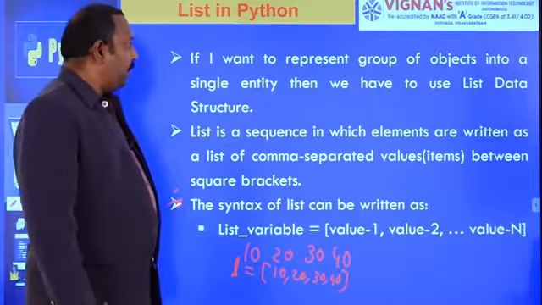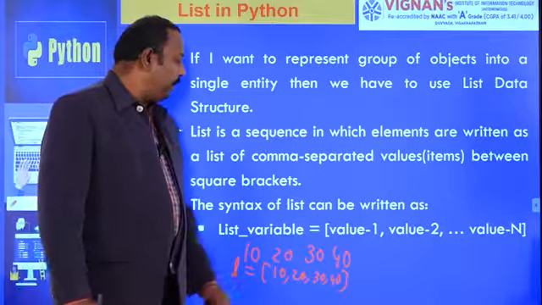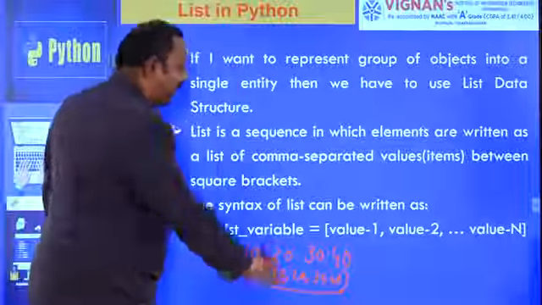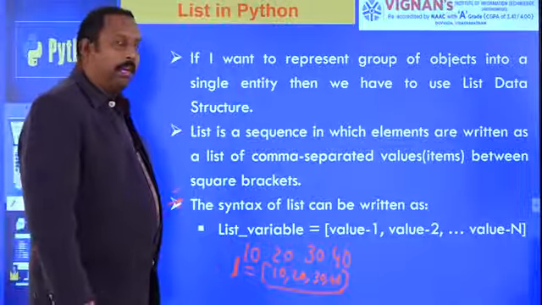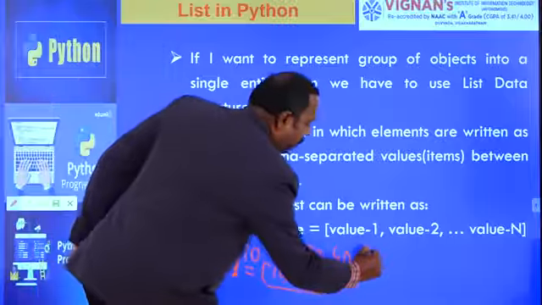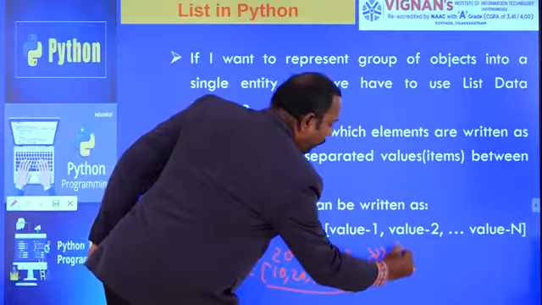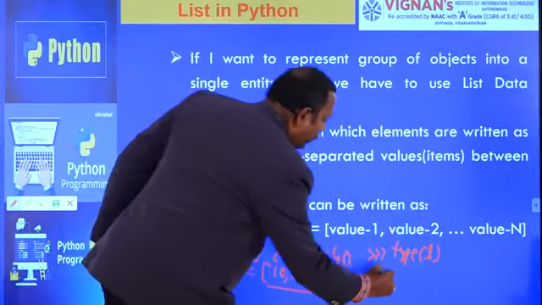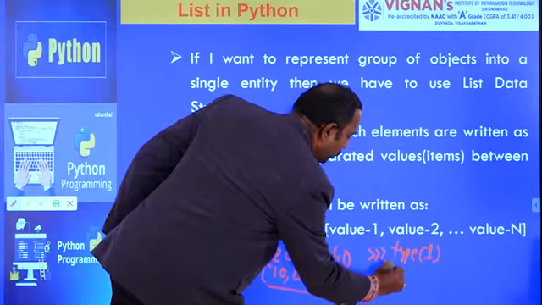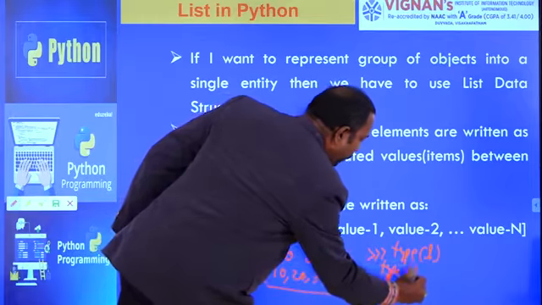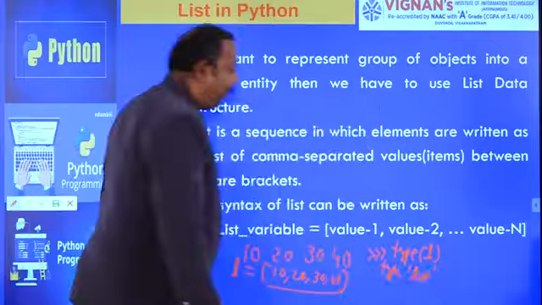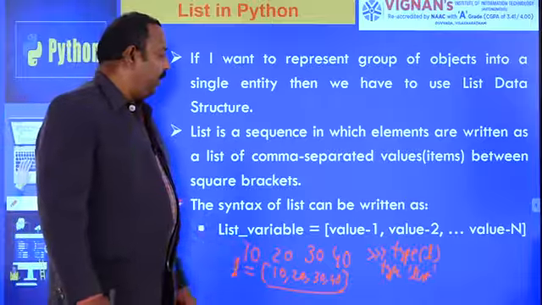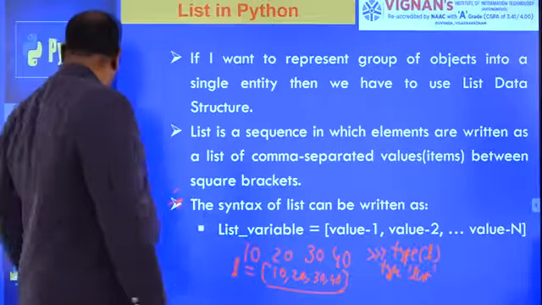It is a collection of a group of objects into a single entity. This is called a list. Suppose I want to know the data type of this particular L, then you can print type of L, and you will get the output as list. So this is the example of a list data structure.